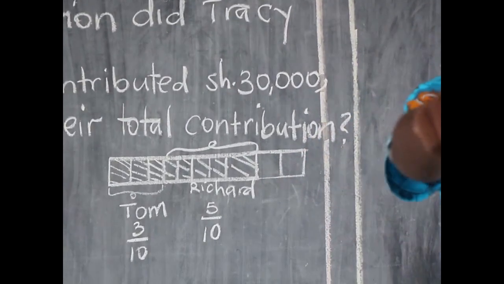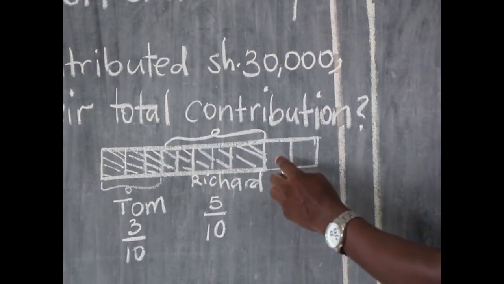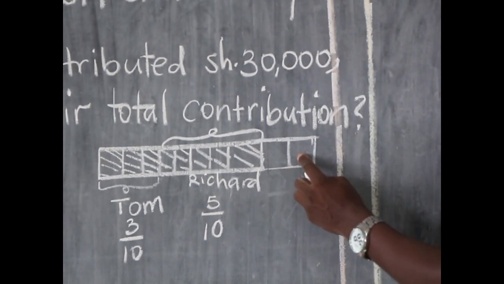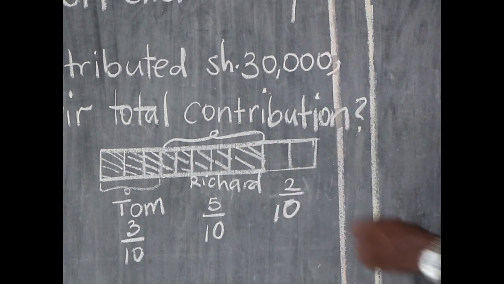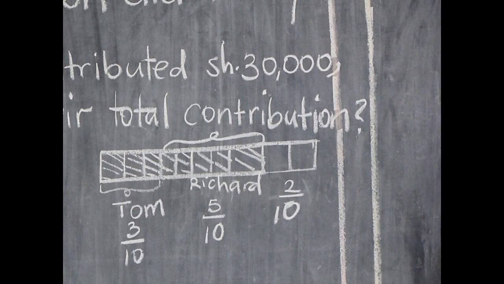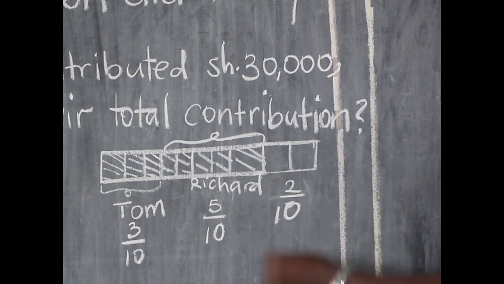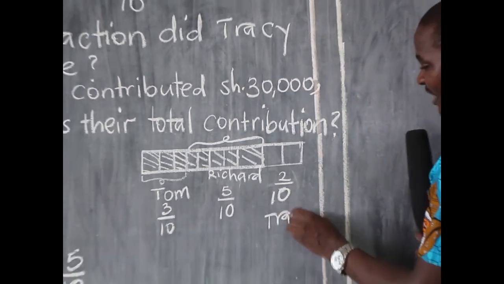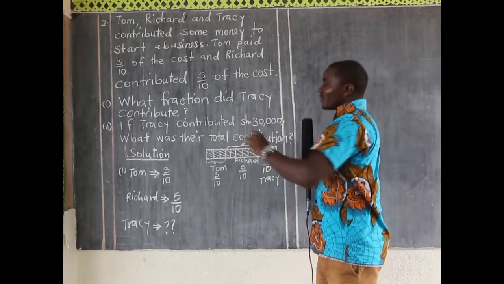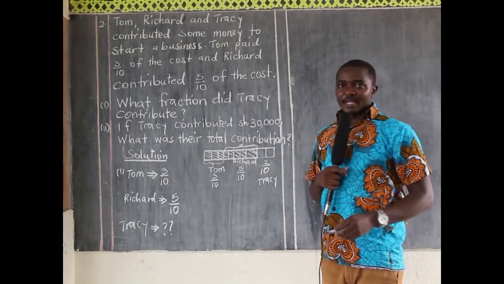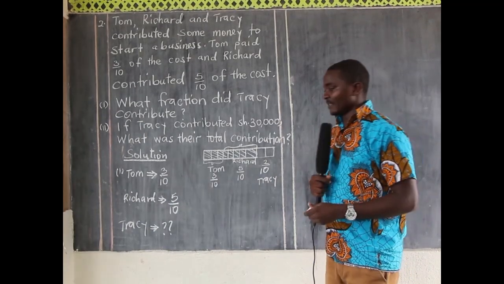So children, how many parts are remaining? Have a look at this. 1, 2. So 2 out of 10 parts remained. Very simple. That means the parts for Tracy are 2 out of 10. This is a simple diagram to represent the contributions of the 3 people. Now let us work it out.